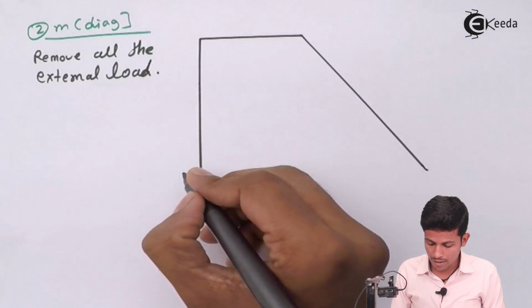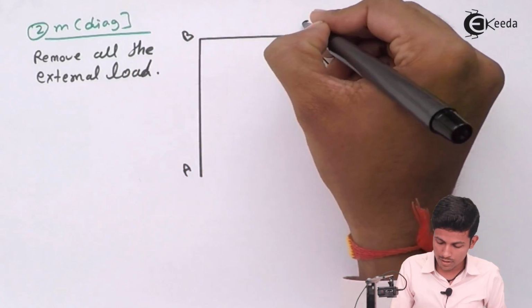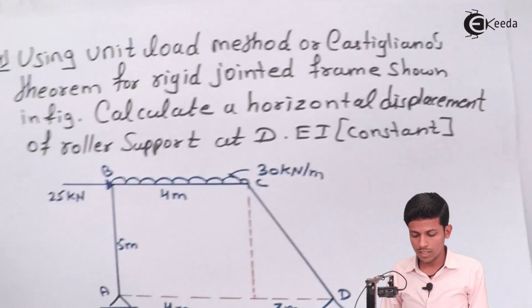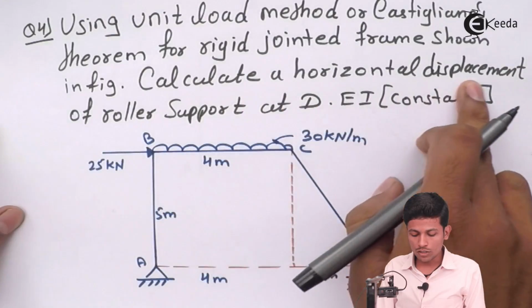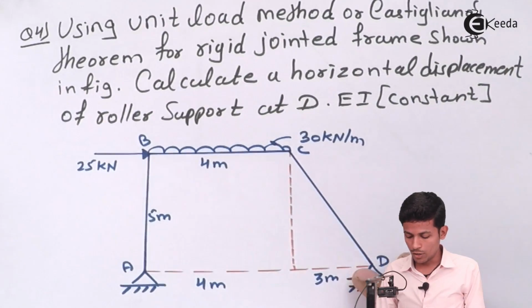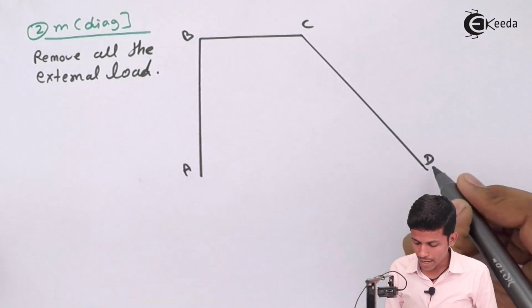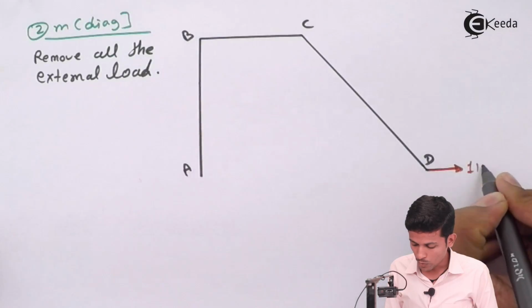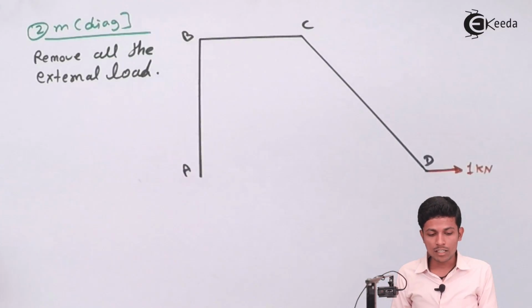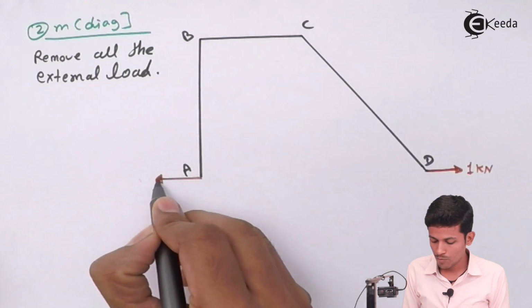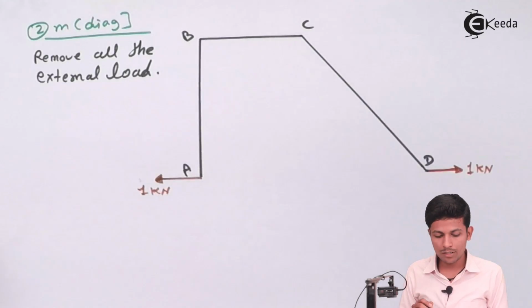Now see, over here we have this A part, B and C and D. Now what is the question we have been asked? C. Calculate the horizontal displacement of the roller support at D. We want D at the roller support, so we apply 1 kilonewton over here. Now this 1 kilonewton balances over here, and this will also come directly as 1 kilonewton.